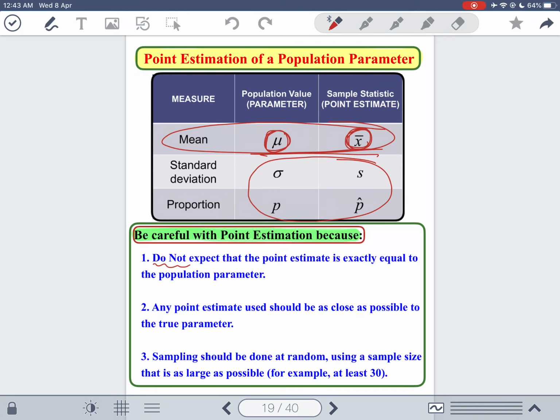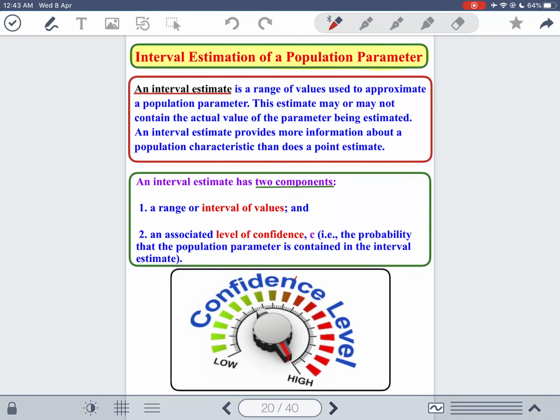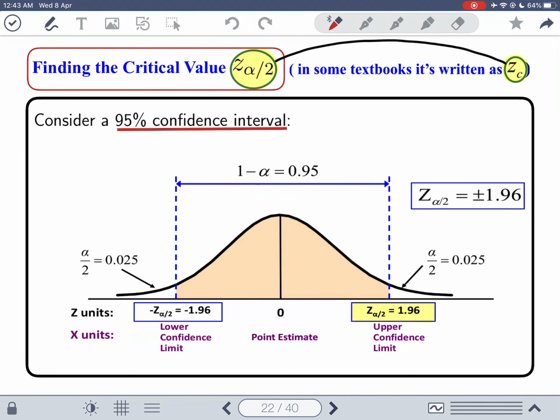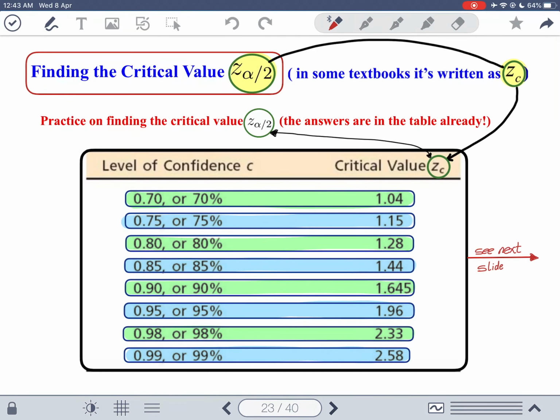Here they tell you also, do not expect that the point estimate is exactly equal to the population parameter. Like, do not expect that X bar is going to be exactly mu. You cannot, 0% confidence. Continue reading. All of what is written here is stuff that Leonids already showed you. She already showed you how to get 1.96 using the online calculator, and that we call it Z sub alpha over 2 or Z sub C, the critical value. And here, now it's me. If you want to think that this is still Leonids, okay also.